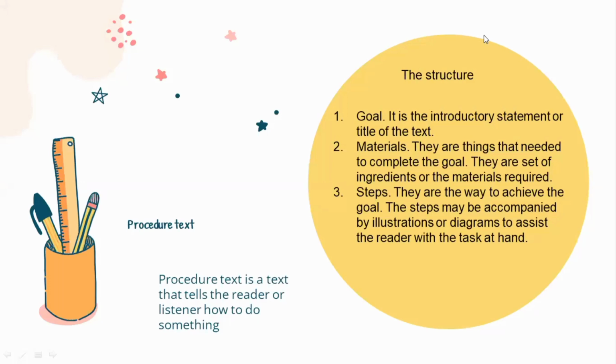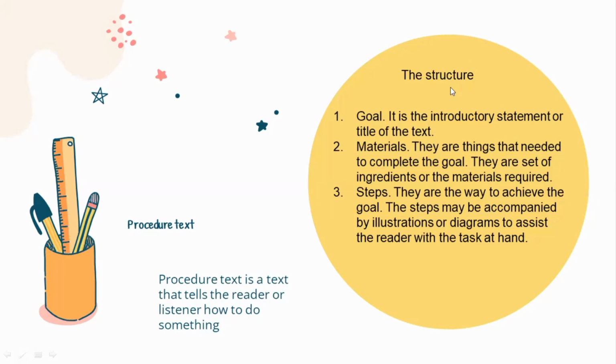Here I will give you examples of genre analysis in a reading passage. The first is procedure text. Procedure text is a text that tells the reader or listener how to do something. It has a structure. The first is goals. It is the introductory statement or title of the text.